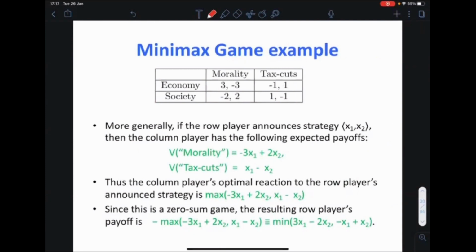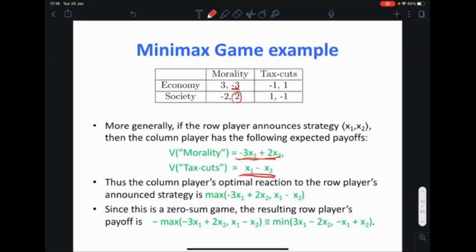Okay, so more generally, you could write it down. Let's say the row player's announcement is strategy x1, x2. Then you can write the value of morality as -3 times x1, which is the probability of choosing that, plus the probability of choosing 2 multiplied by 2. This is your expected value if you focus your strategy on morality, right? The same can be calculated for tax cut.